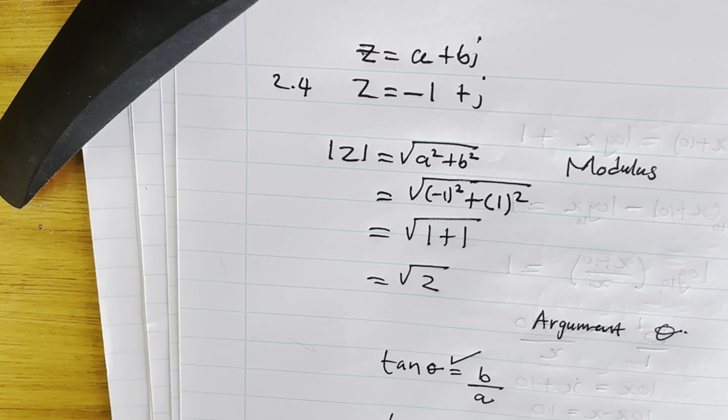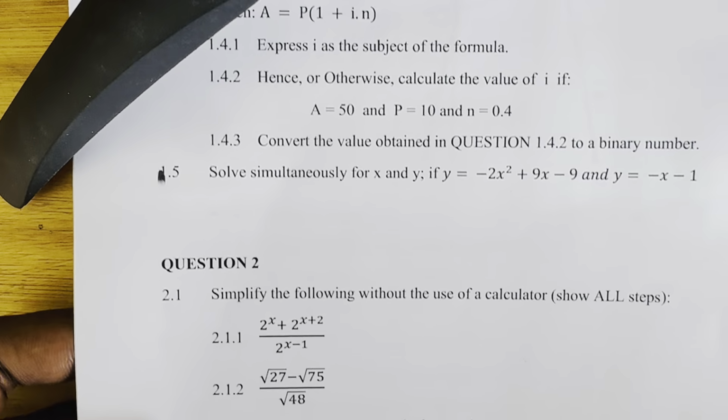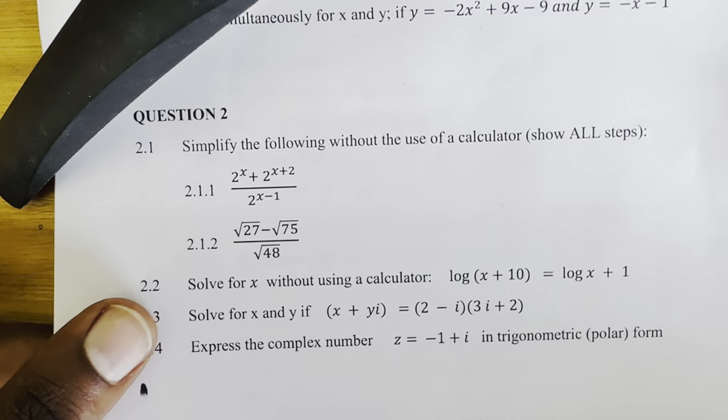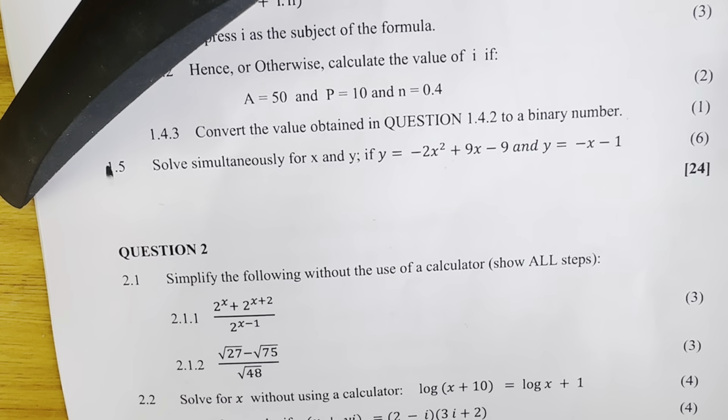That was 2.4. The mark allocation for 2.4 was just 4 marks.